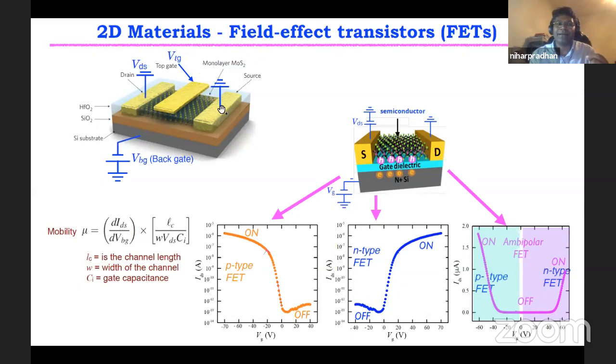One is the drain, another is the source, where you can apply the drain source voltage to move the charge carrier from source to drain. Okay, that's what you are measuring. And the third terminal is called the gate.